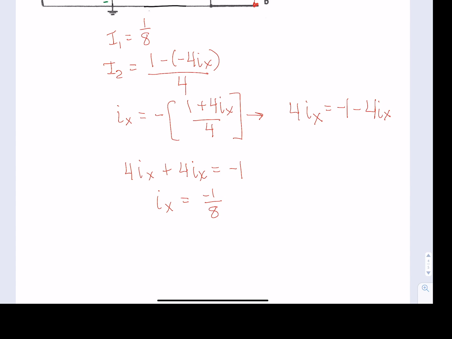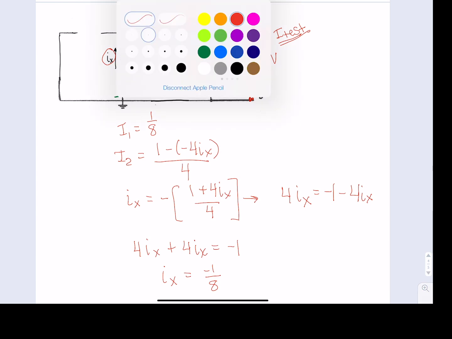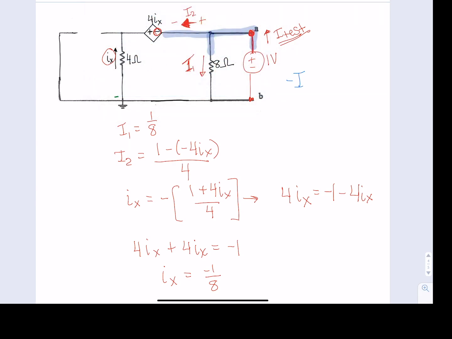So I can go back and do a summation of currents here. And I have a minus I test because that one's going in. I have an I1, which was 1 over 8 going out. And I have an I2 going out, which is opposite the Ix, which is a negative 1/8. So I2 will be a plus 1/8. And I test then is 1 over 8 plus 1 over 8, which is 2 over 8. Or I can say it's 1/4.